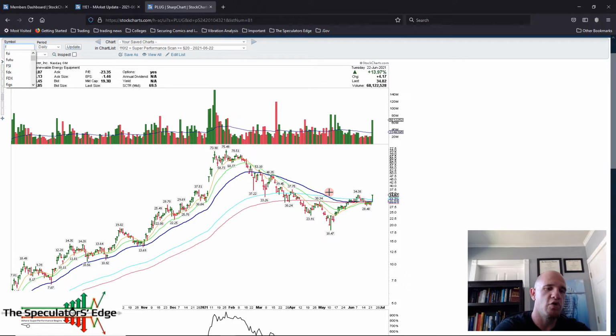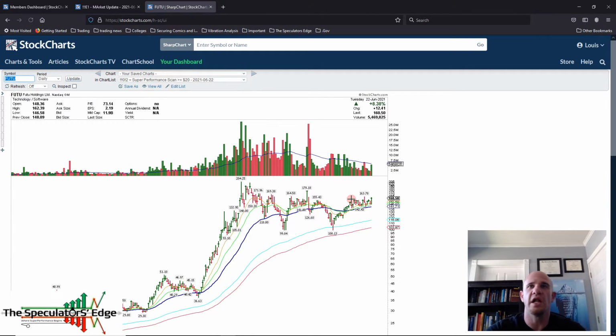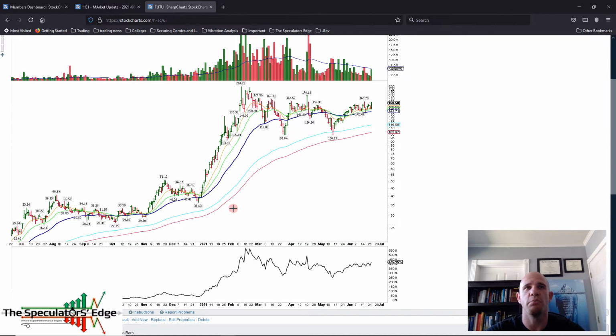FUTU. I like this stock right here as well. I was going to buy today, but I got a little bit busy. It is hitting super pivots right here, all along right here. It's eating up a lot of resistance. Okay, this stock has been a breadwinner.